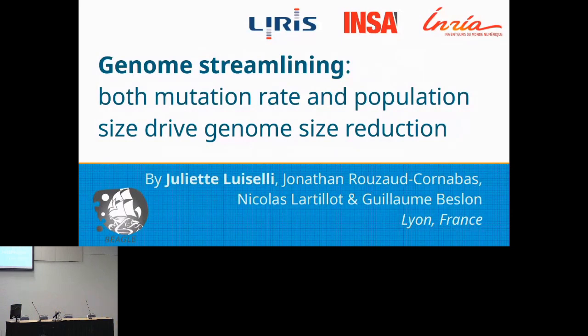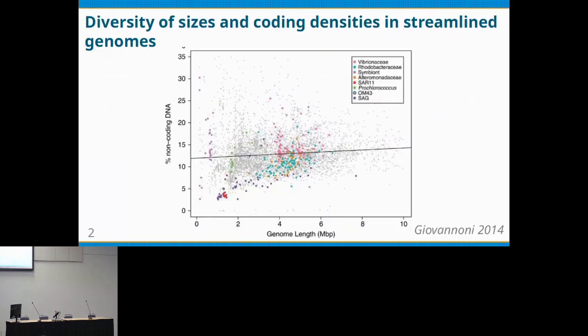My name is Juliette. I'm a PhD student, and today I would like to present you my work about genome streamlining and how mutation rate and population size can drive genome streamlining, also known as just genome size reduction. So first, a bit of context.